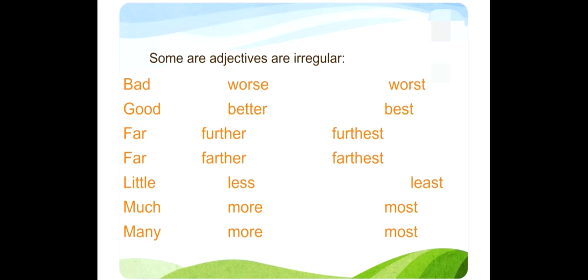Next, we have some adjectives that are irregular. Irregular means that they change their form. Bad, worse, worst. Good, better, best. Far, farther, furthest. Little, less, least. Much, more, most. Many, more, most. These are irregular adjectives.